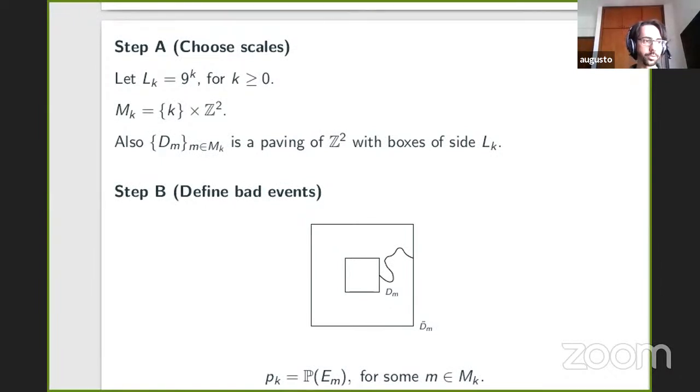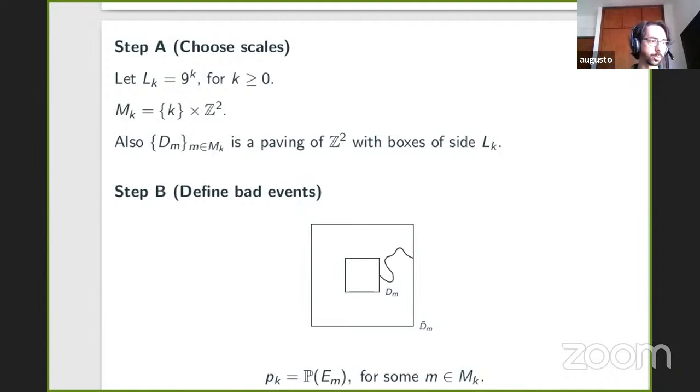We use them to pave the lattice Z2, the plane, into boxes of side length LK. So a box is a square. You are able to pave the whole plane with boxes like this. And they have side length LK, as I said, and they mimic a lattice Z2 again, right? If you think of each of these boxes as a new site, a renormalized site, as we call it, how do you index them? You pick a point in Z2 to tell which box you are, right?